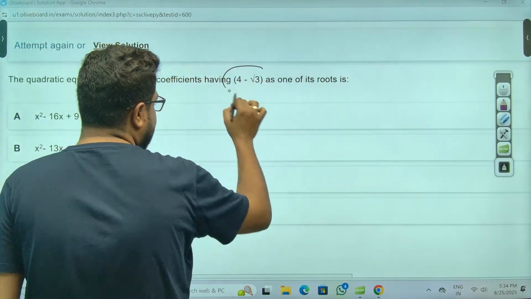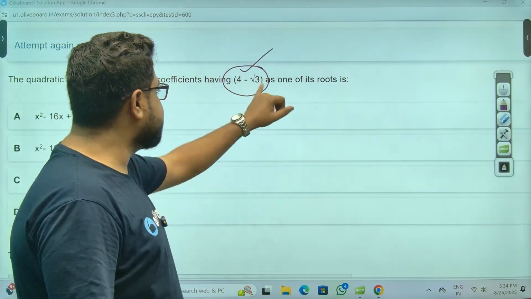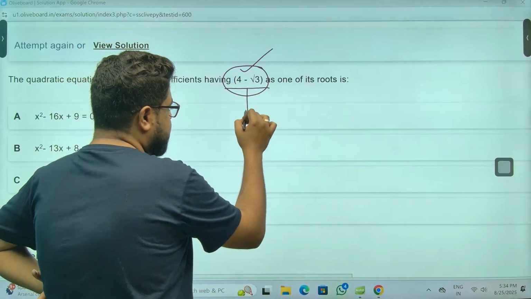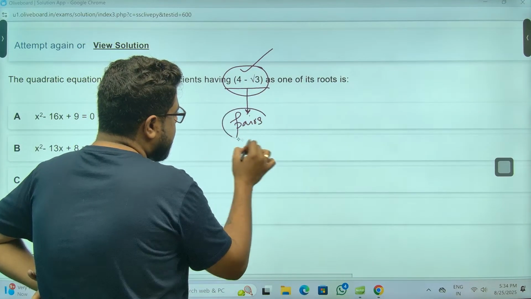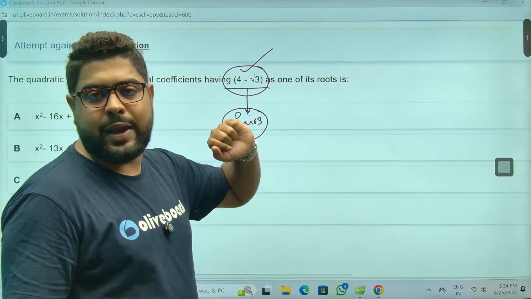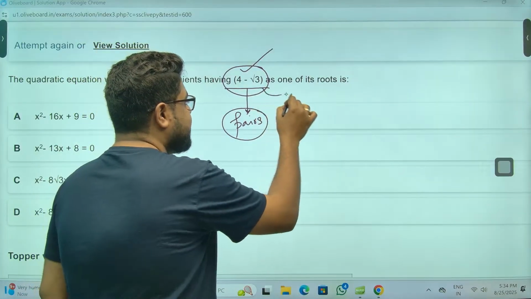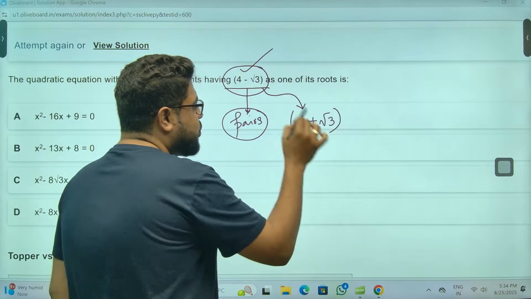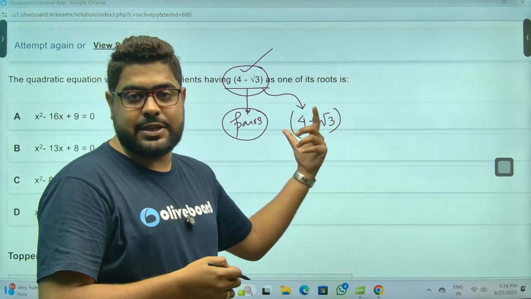Sir, if you have roots in this format, irrational roots, remember that irrational roots and complex roots always come in pairs. So if one of the roots is 4 minus root 3, and this is also something we have done in our classes, then the other root must be 4 plus root 3. It should not have been said. Again, in the NTPC exam, this was asked one time.